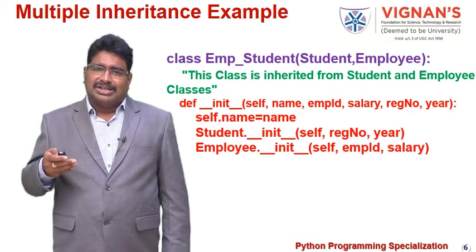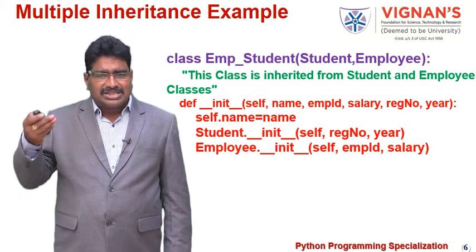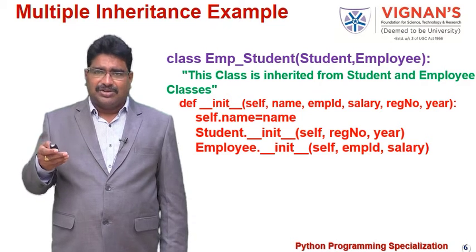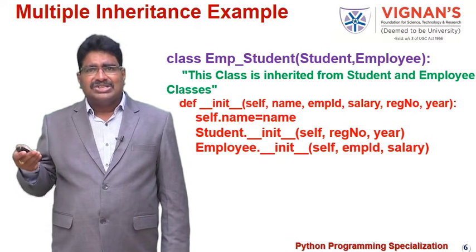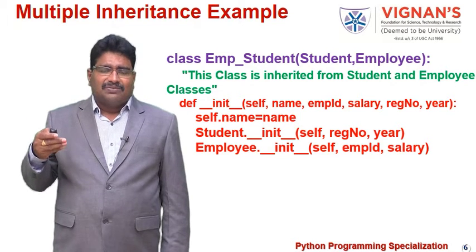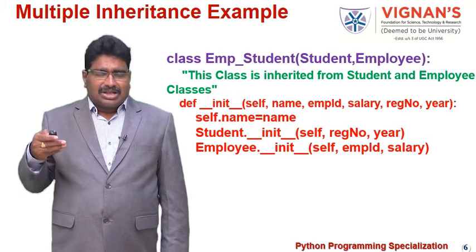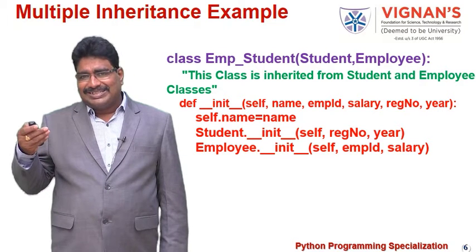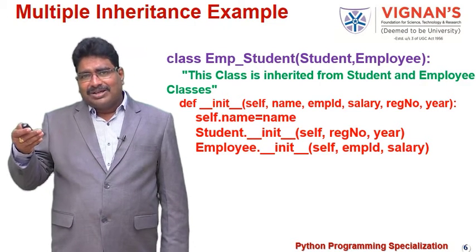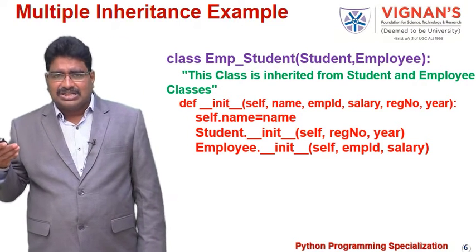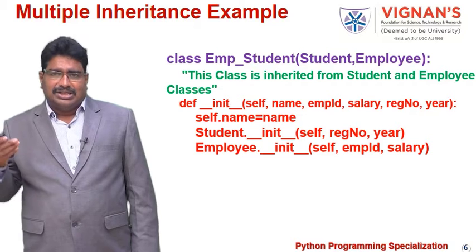EMP student class. For that reason, we are assigning self.name equal to name. So name is the newly added attribute, and we want to assign the initial values to the attributes derived from the student class. For that reason, we are using the constructor of the student class, that is nothing but student dot init. That indicates that it simply calls the constructor of the student class, and we are passing the parameters register number and year.